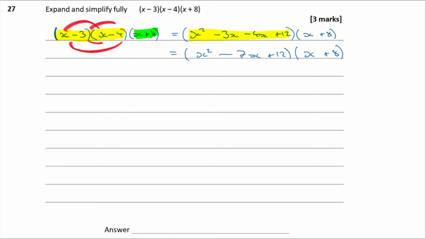All right. Right, so then we're going to multiply everything in the big bracket with everything in the small bracket. I'm going to start with the yellow bracket and I'm going to times it by x first. So I'm going to times those three terms by x first. So x times x squared, that's going to give me x cubed. Minus 7x times x, that's minus 7x squared. And 12 times x, that's plus 12x. Okay, so I've done that, and then that gives me that row there.